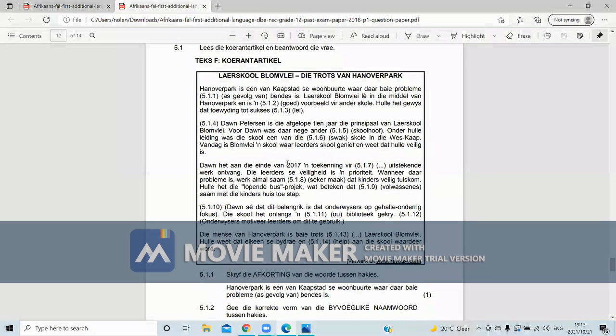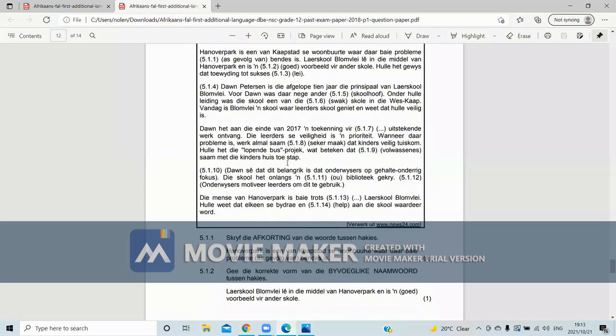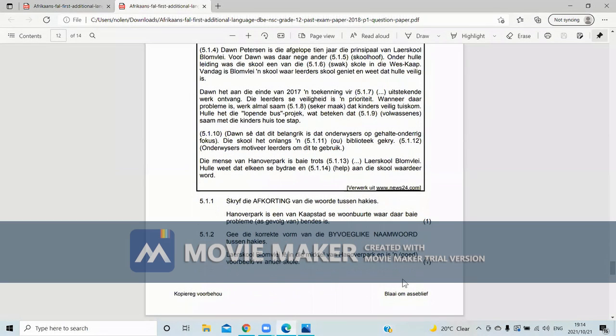Don't forget that V at the end. Okay, 5.1.2, goed. And what do they want from us? They want byvoeglike naamwoord, which is an adjective. So the nice thing is that they give you the sentence. So that's what I just showed you guys in the book.